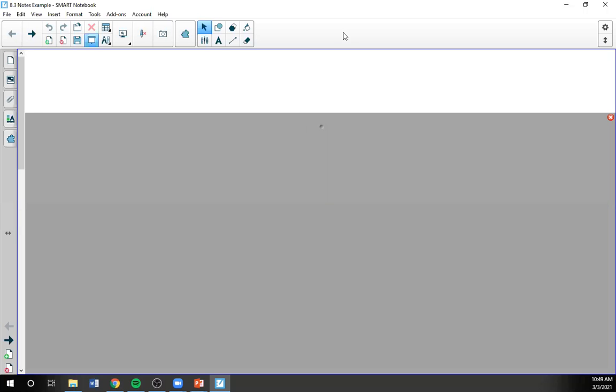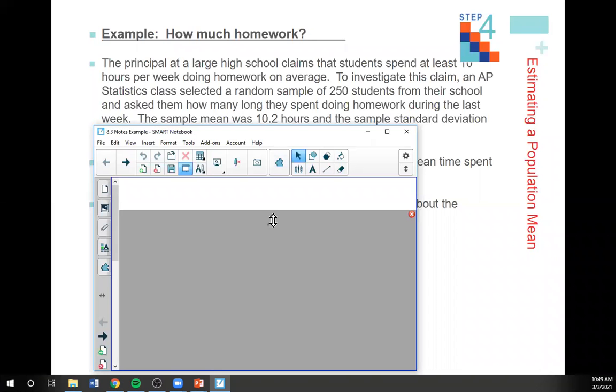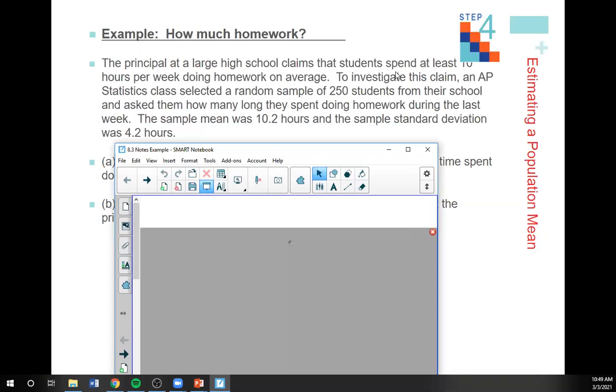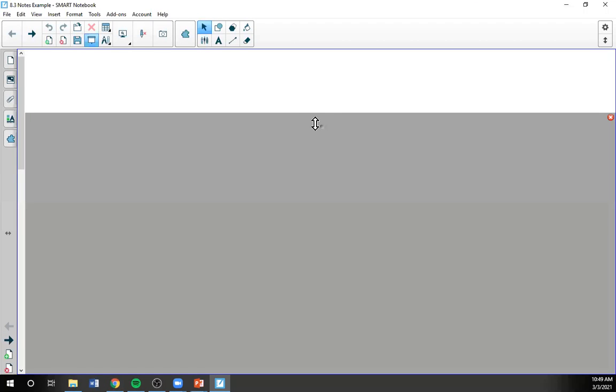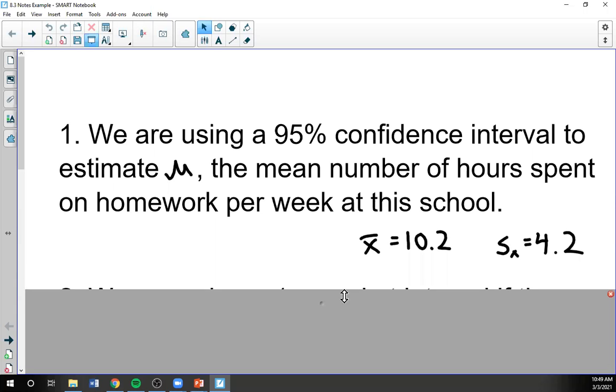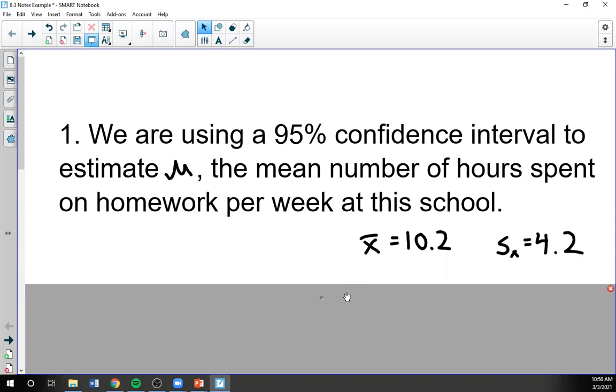All right. Step 1. We are using a 95% confidence interval to estimate the mean amount of time spent on homework at this large high school. The biggest thing you need to do here is to define your parameter. Step 2.